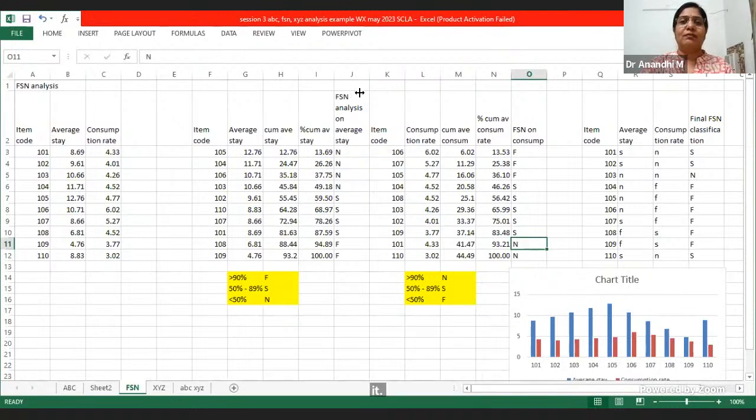So simple, only a simple classification technique, but the decision we are going to take out of this result matters a lot. Inventory decision, right? Shall we go back to the slide?